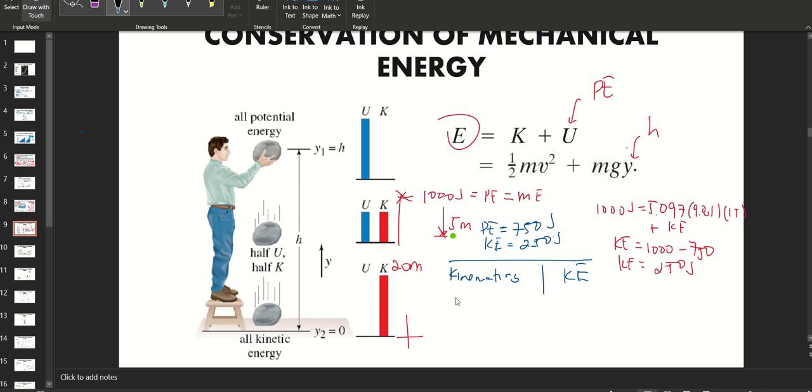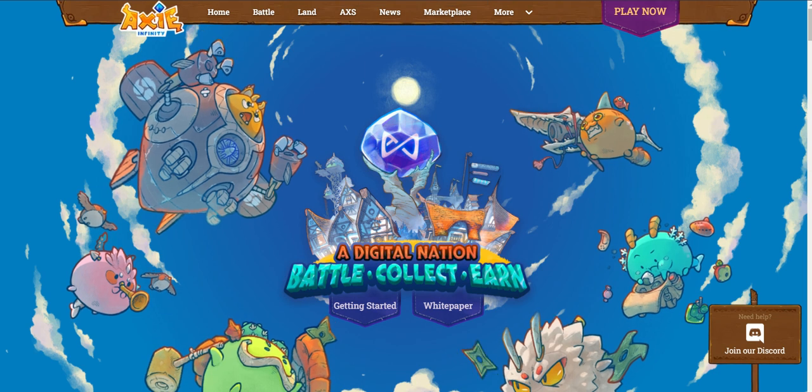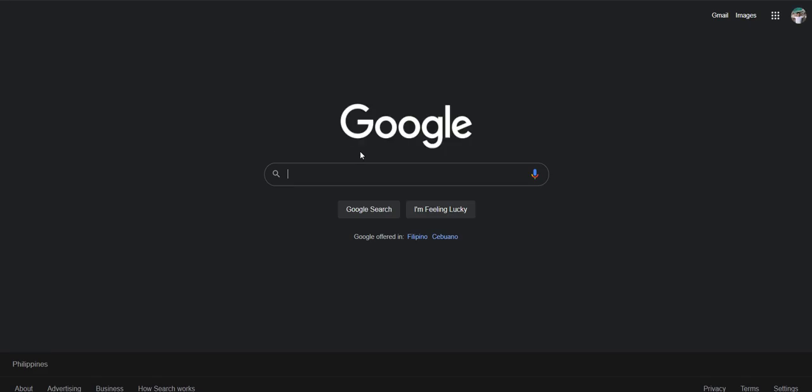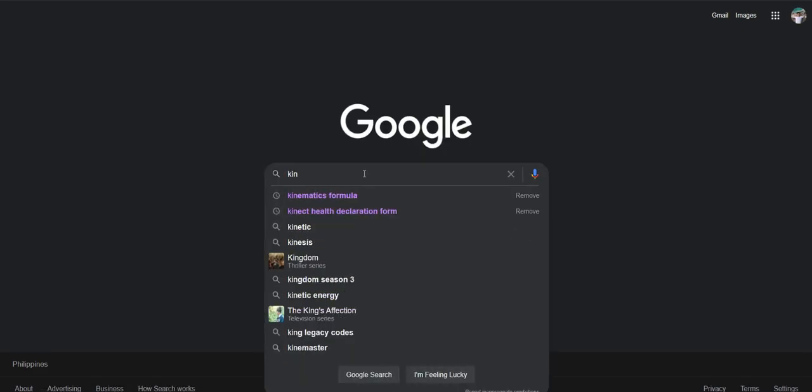So at kinematics, we can use the formula h is equals to 1 half gt squared. Pero walang time, no? Okay, di pala pwede ito. Yung gamit natin formula is yung third equation, which is final velocity squared equals initial velocity squared plus 2gh. Tama ba? Hanapin natin sa Google. Kinematics formula.